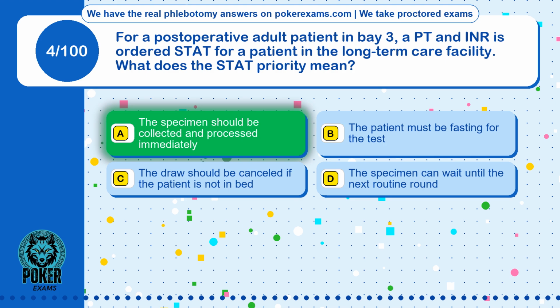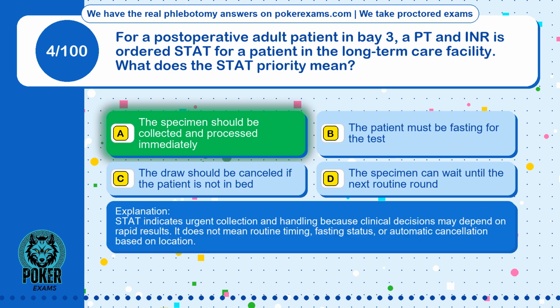The correct answer is option A. The specimen should be collected and processed immediately. Stat indicates urgent collection and handling because clinical decisions may depend on rapid results. It does not mean routine timing, fasting status, or automatic cancellation based on location.